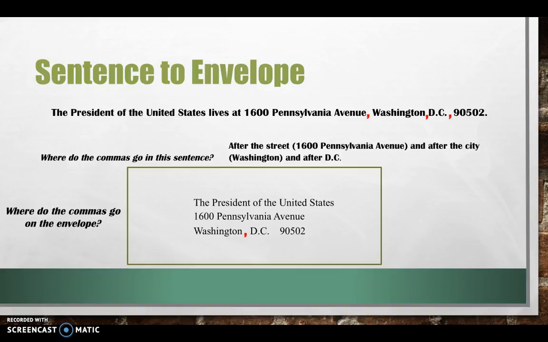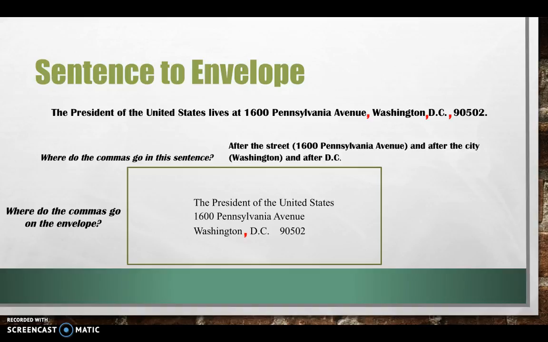The comma only goes after Washington. It does not go after D.C. That is what's tricky about writing letters with a zip code. There is no comma after the state before the zip code. Some places, like if you write to another country, they don't have a zip code, so you don't need to worry about that. But in the United States, we have so many people in so many states and so many cities that they need zip codes to help deliver the mail.